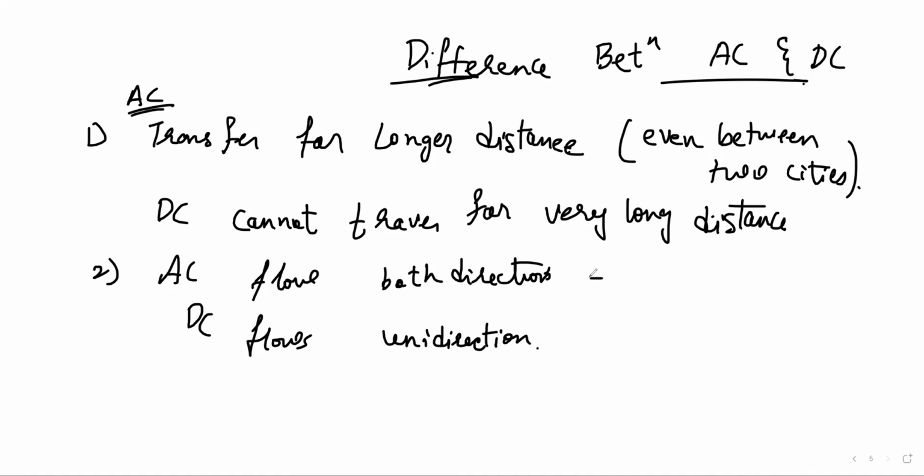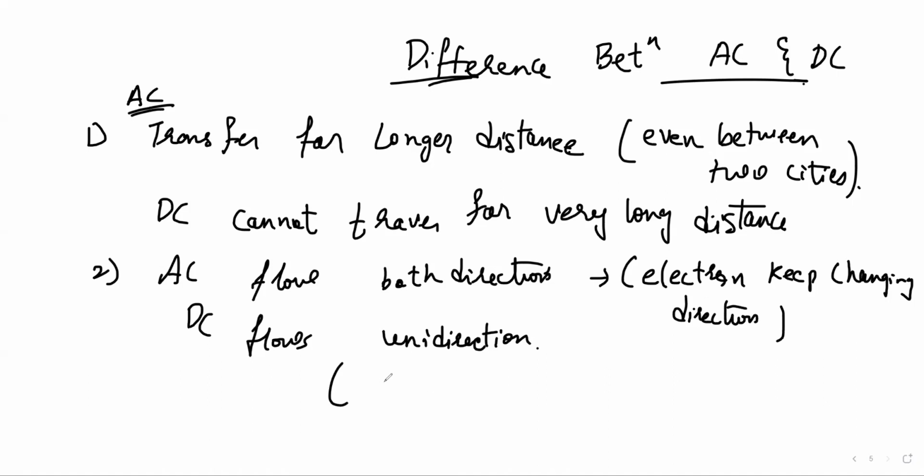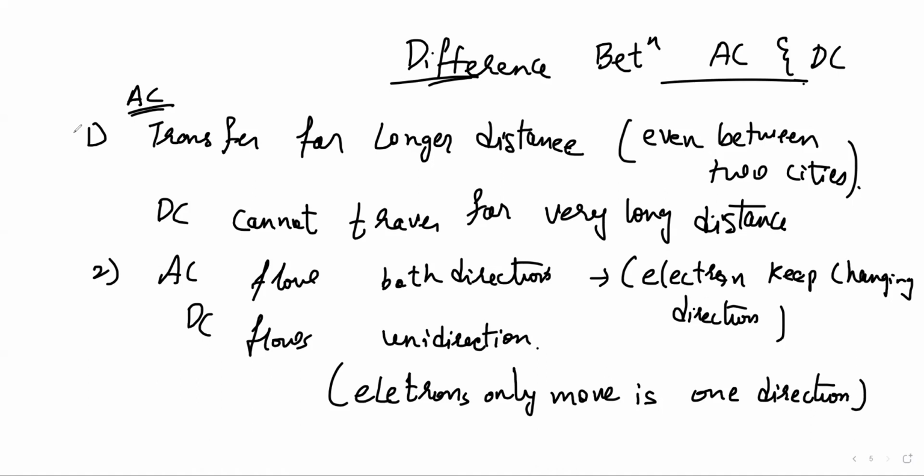In short, what does both directions mean? Electrons keep changing direction. But with DC, unidirection, electrons will move only in what? Complete the statement. Electrons move in one direction. So these two points we can remember.